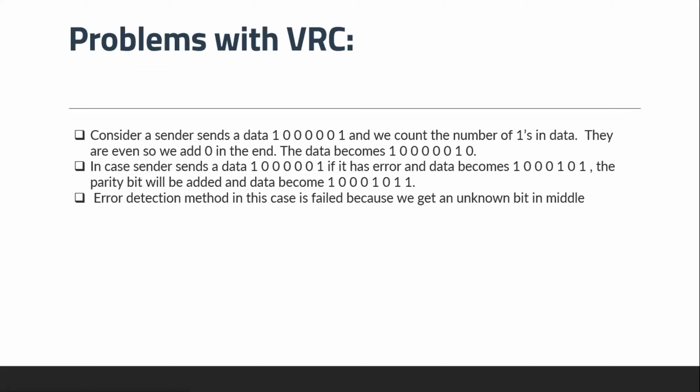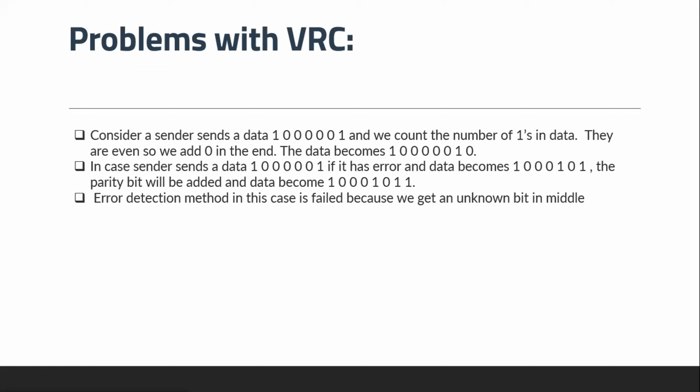Problem with VRC. Consider a sender sends a data 1000001 and we count the number of ones in the data. There are even, so we add 0 in the end. The data becomes 10000010.